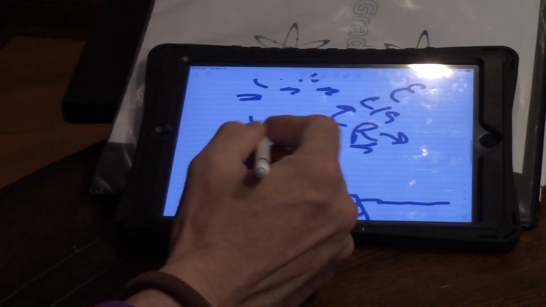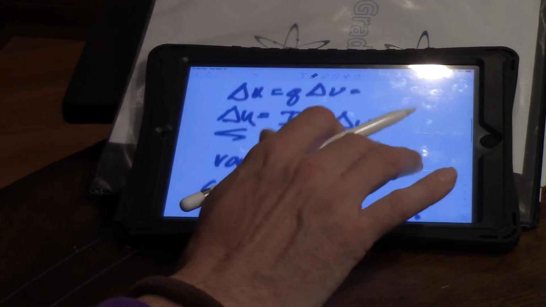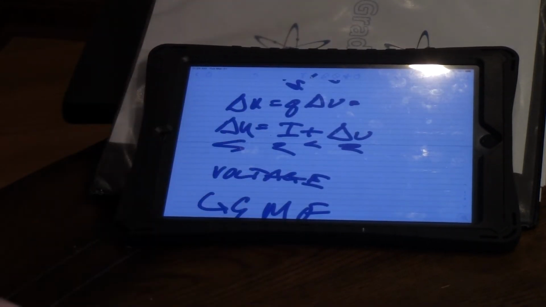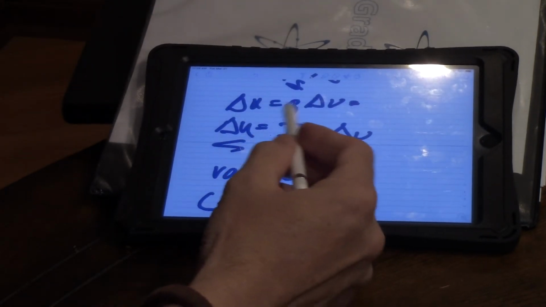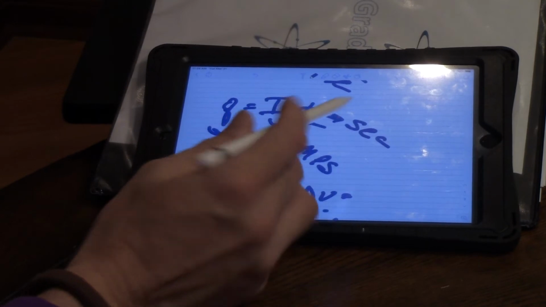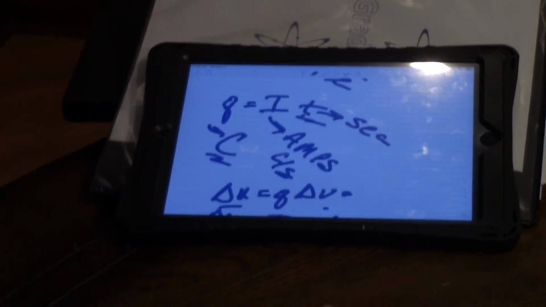So you've got this big equation, V equals I R. Then what you're going to need for the assignment, and by the way, I'm going to scan that assignment and send that to you, is delta U equals Q delta V, and then you're also going to have Q equals I T. Those are the big equations that you're going to need to start off with.